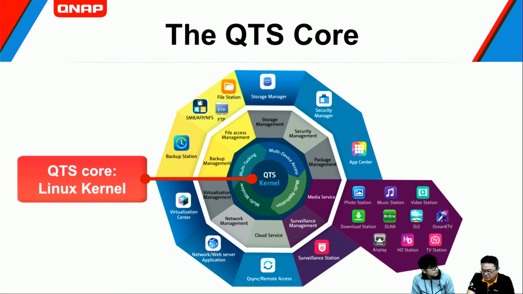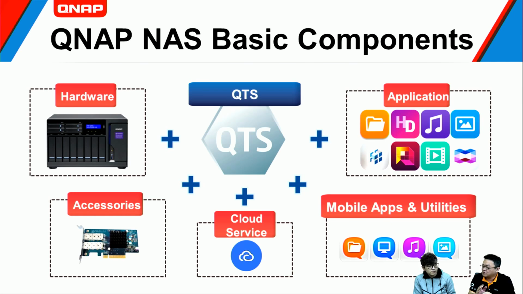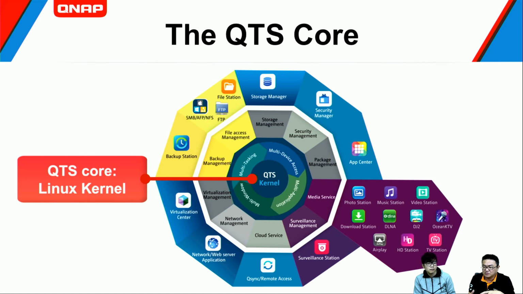So where is the kernel? Let's take a look. As in the previous slide, when you buy a NAS, you have the operating system, the hardware itself, and some accessories like a network card or graphic card, and also some mobile apps or applications. It's all surrounded by our QTS system. So for the next slide, you will know what the QTS system is. The QTS system is a bunch of applications surrounding something. That in the middle is called the QTS kernel, like the heart.